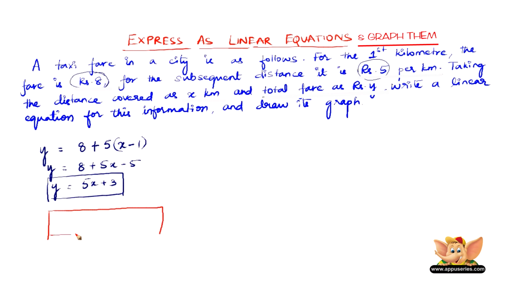Now let us find the solutions for this equation. We have x and y. For x equals 1, y will be equal to 8, because 5 into 1 is 5, 5 plus 3 is 8. For x equals 2, y will be equal to 13. So if it is 1 kilometer, it costs rupees 8. If it is 2 kilometers, it costs rupees 13. That's what this solution table says. 5 into 2 is 10, 10 plus 3 is 13.